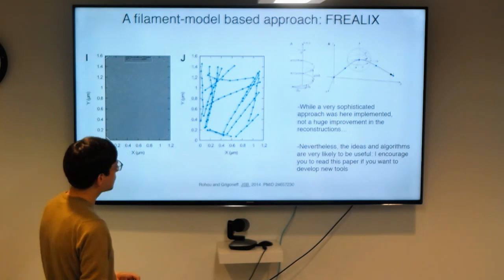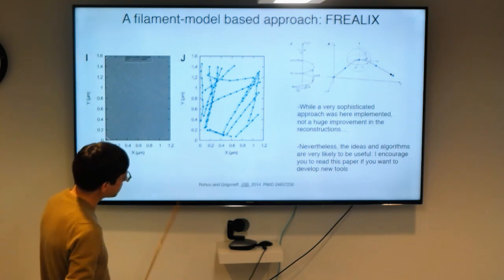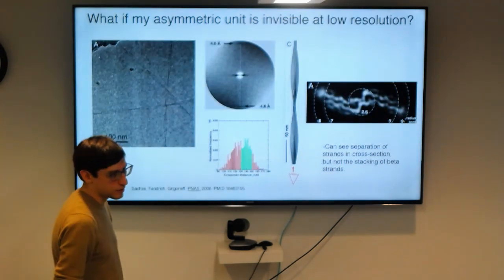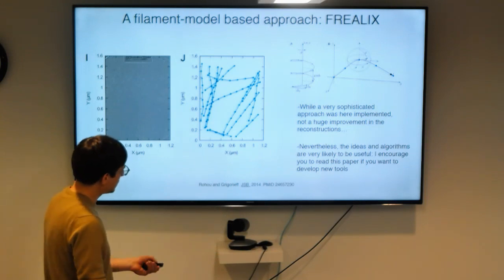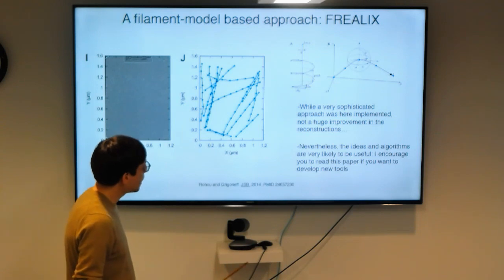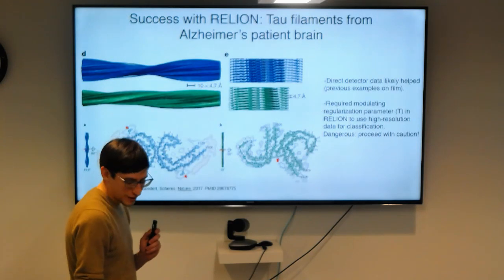invisible internal features. However, at the time, it didn't really produce much improvement over the results in this paper. You basically got the same answer, and so I feel like people just didn't use this. But I still think that a lot of the ideas in this paper are really interesting and useful and should be revisited. What did work was Relion.